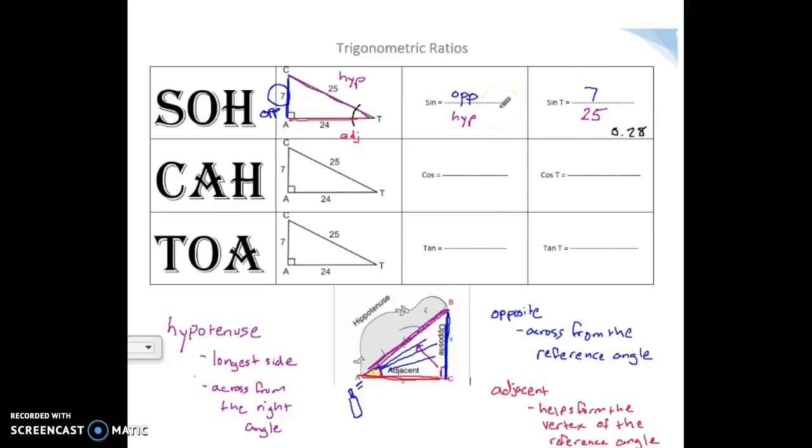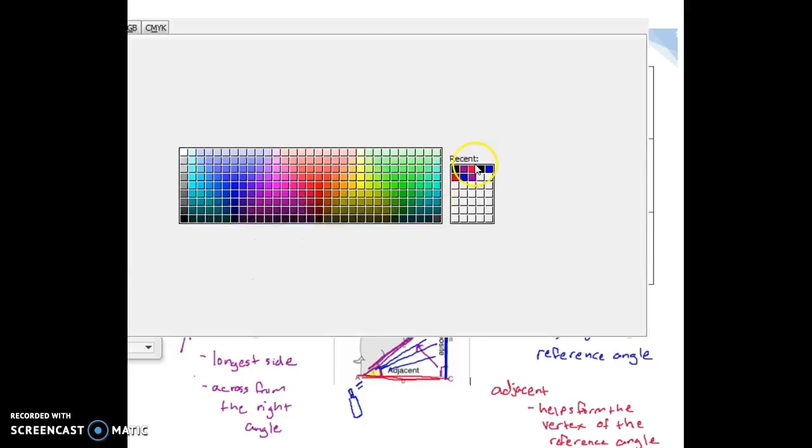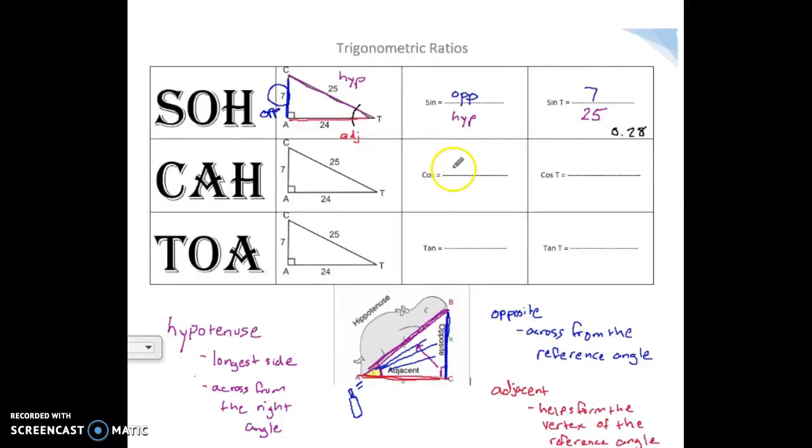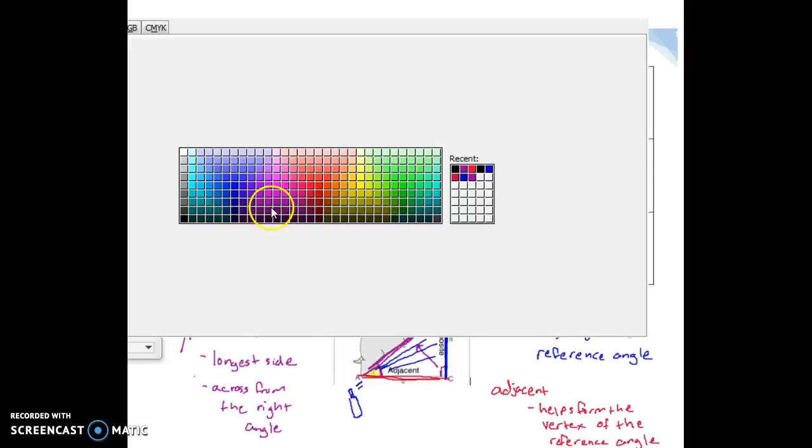Now, like I said, there are 3 trig ratios that we're going to concentrate on. The next one is C, which stands for cosine. The A stands for adjacent, and the H stands for hypotenuse. So you can see how this mnemonic device, SOHCAHTOA, really comes in handy.